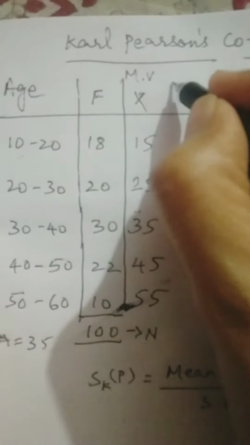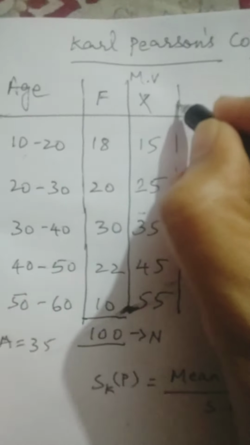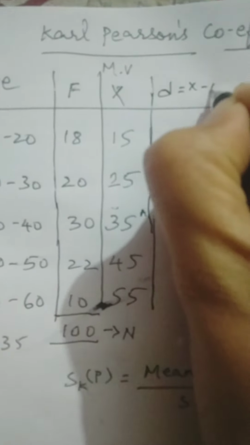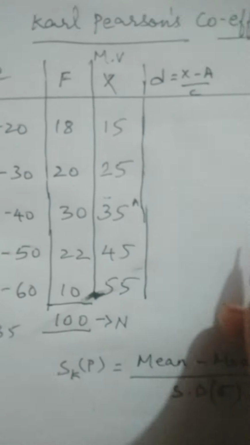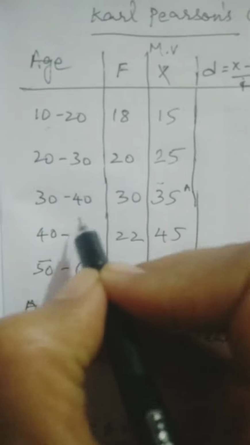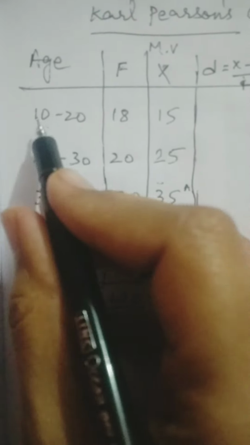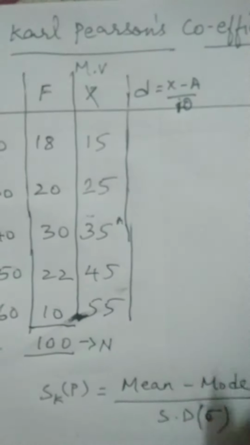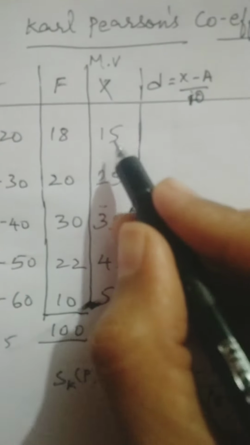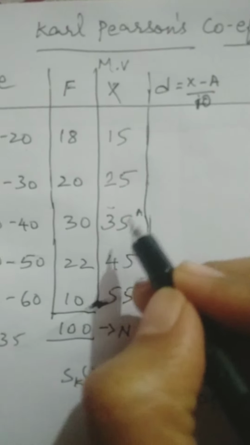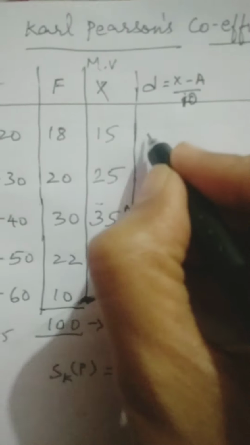Now you have the formula to get d. You will write d is equal to (x minus a) by c. C is the common difference, or you can write i. When you subtract these two, these two, these two, you will get the common difference as 10. 10 to 20, it is 10, no? So I will write 10 in the denominator. x is 15. 15 minus 35 divided by 10 will be minus 2.